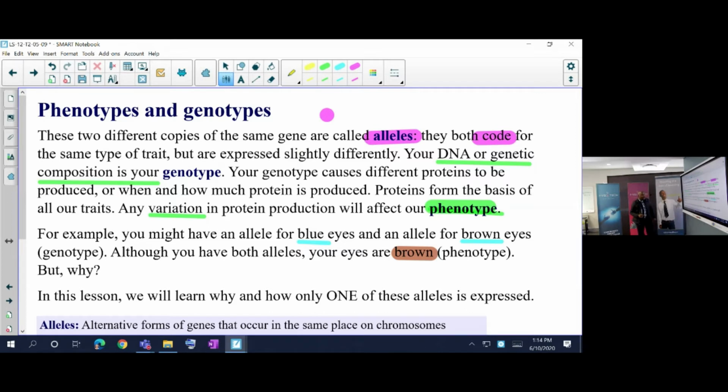We see brown eyes, and that's the phenotype. So how does it happen that I do have the genotype for both blue and for brown, but I resemble brown? What happens to my blue phenotypic traits that I carry? That's the question. So in this lesson, we are going to solve that. How and why only one allele is expressed.